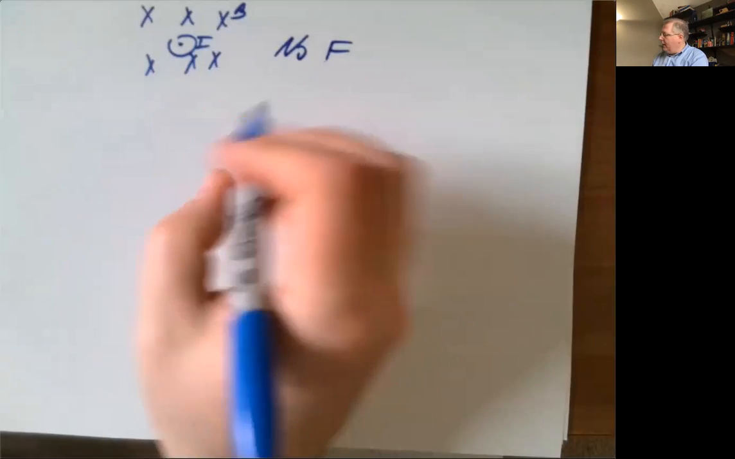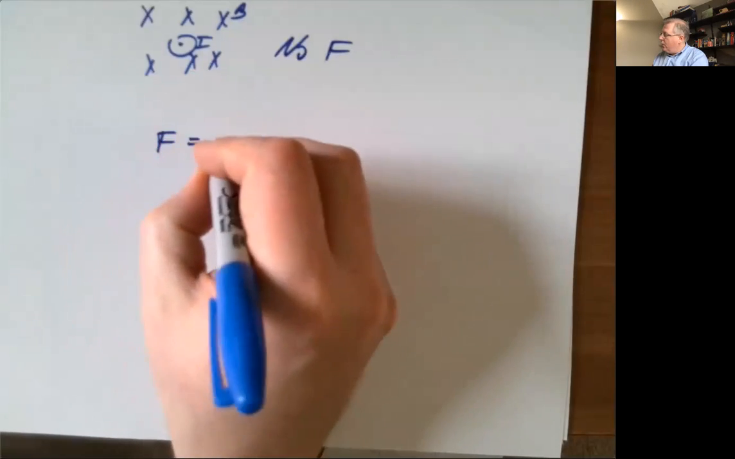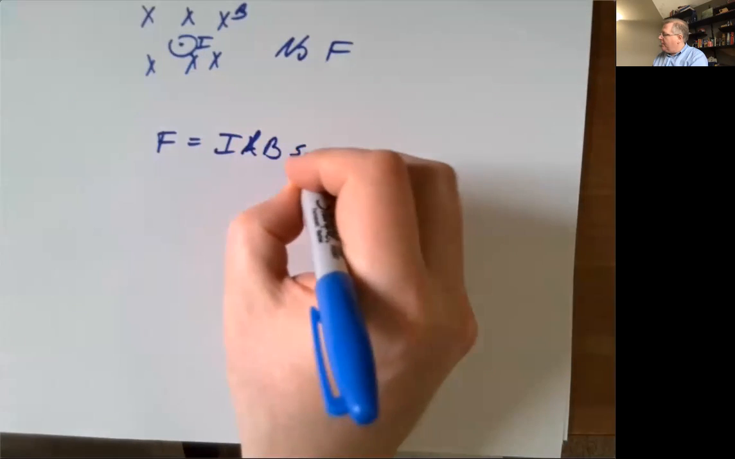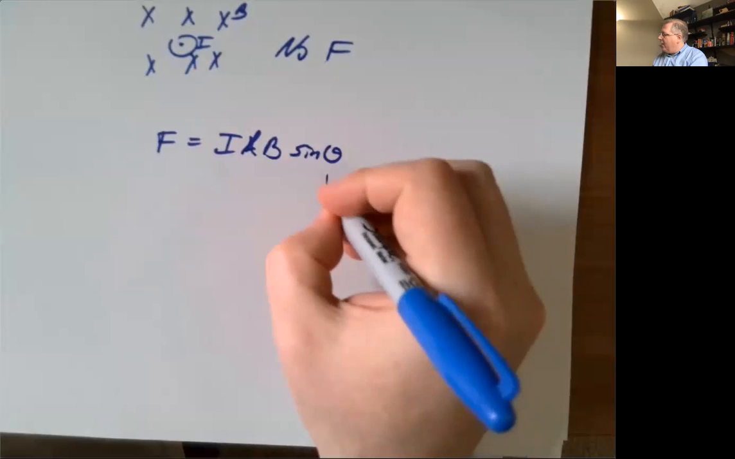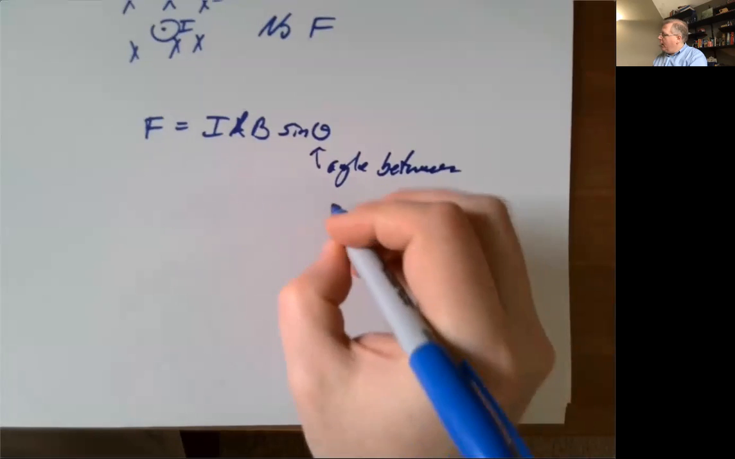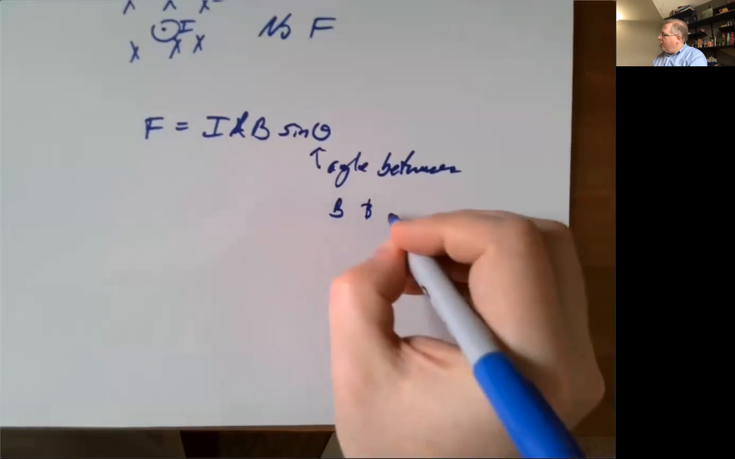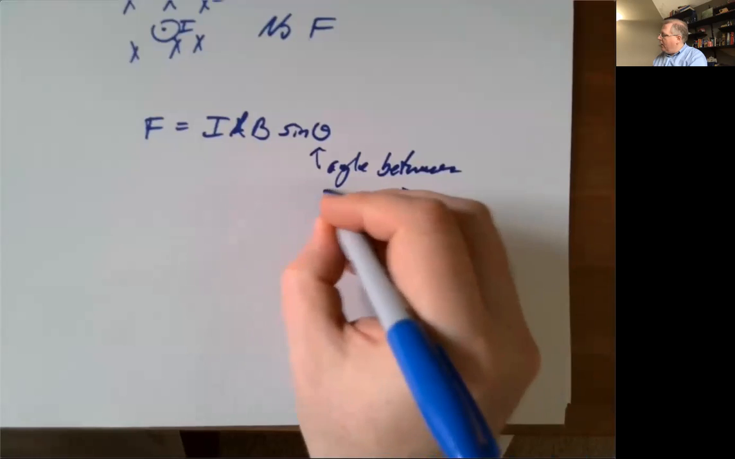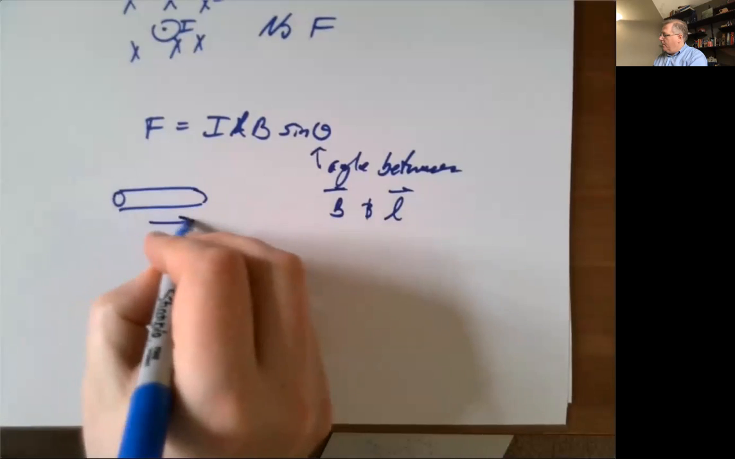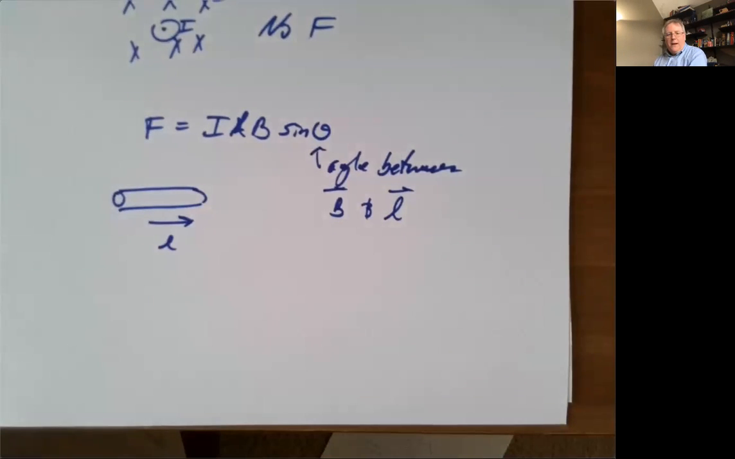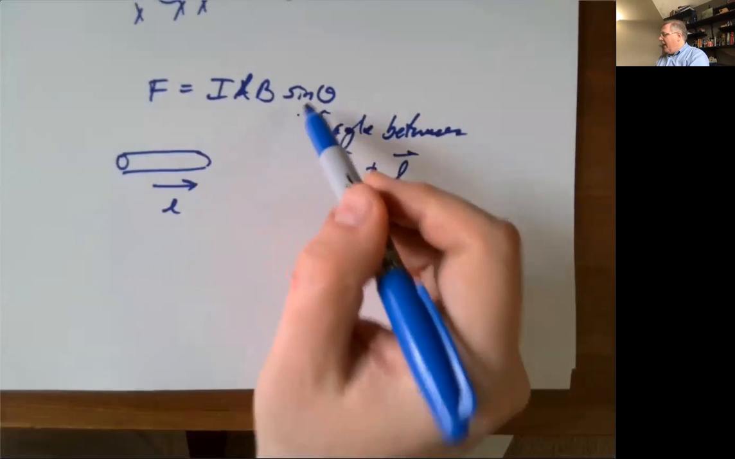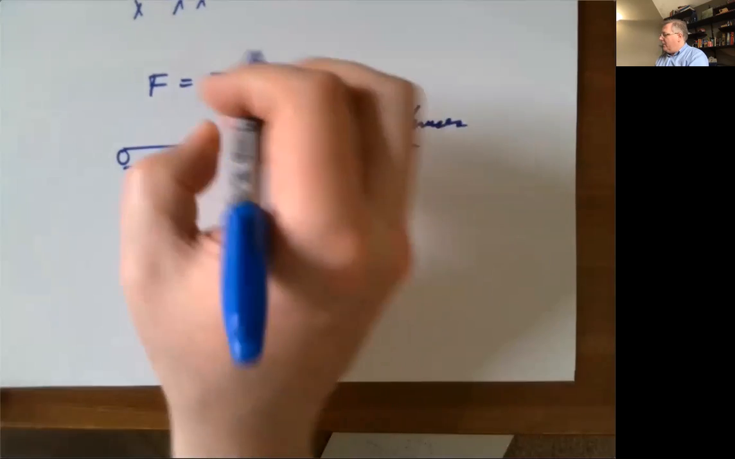And so really the force is going to be equal to I times L times B times sine theta, where theta is the angle between B and the wire, which I'll just say is the L vector. So if I have a wire, it has length L, and that's going to be the vector L. Now, okay, we've got a sine theta, and this thing is a vector, and this thing is a vector. Hold on.